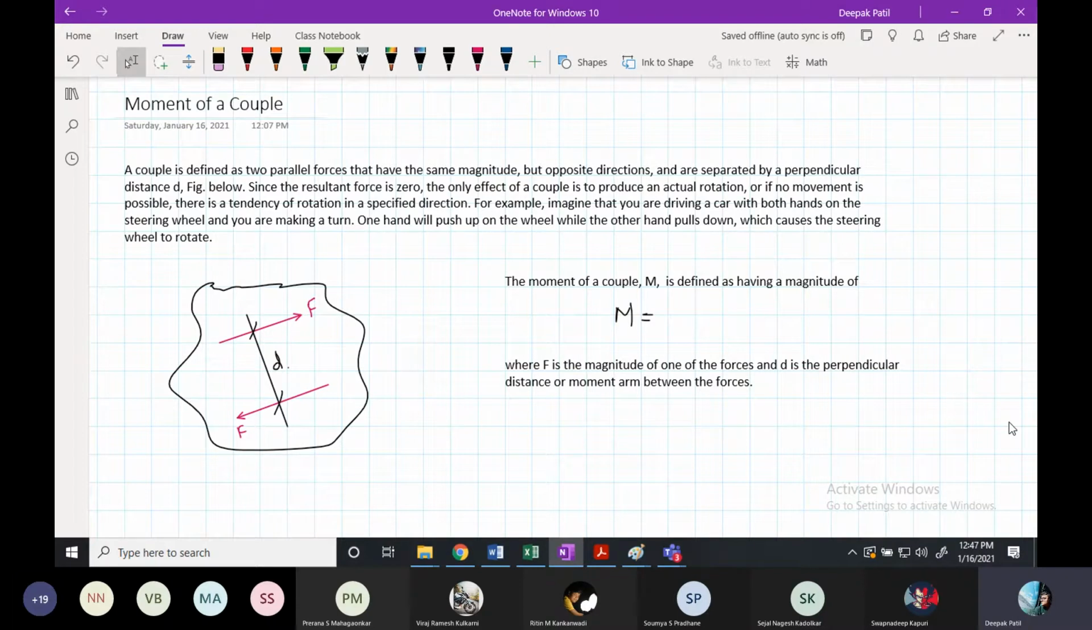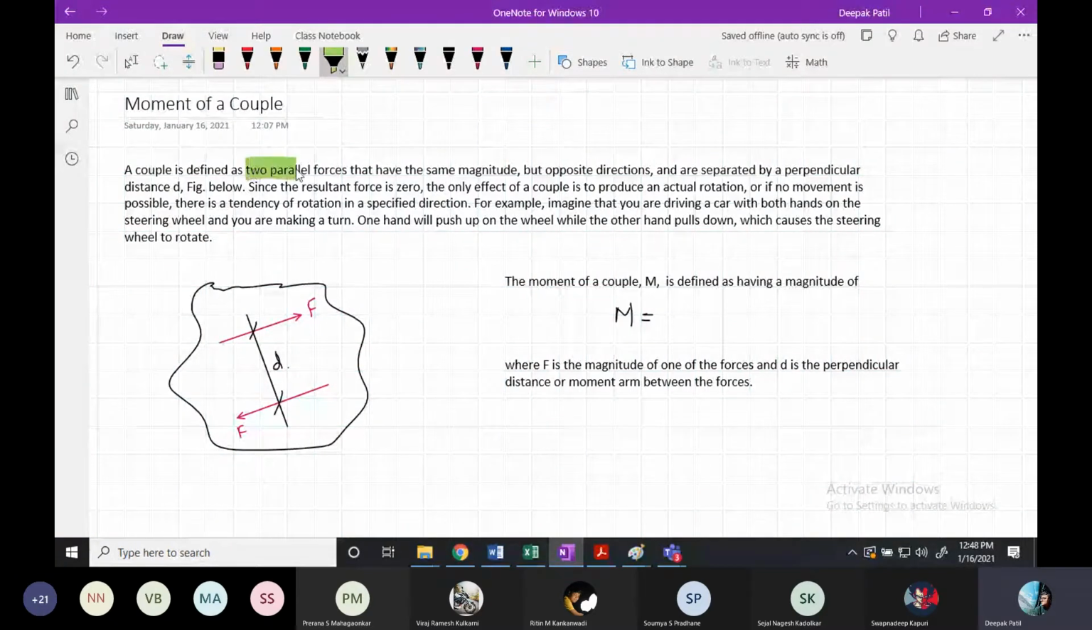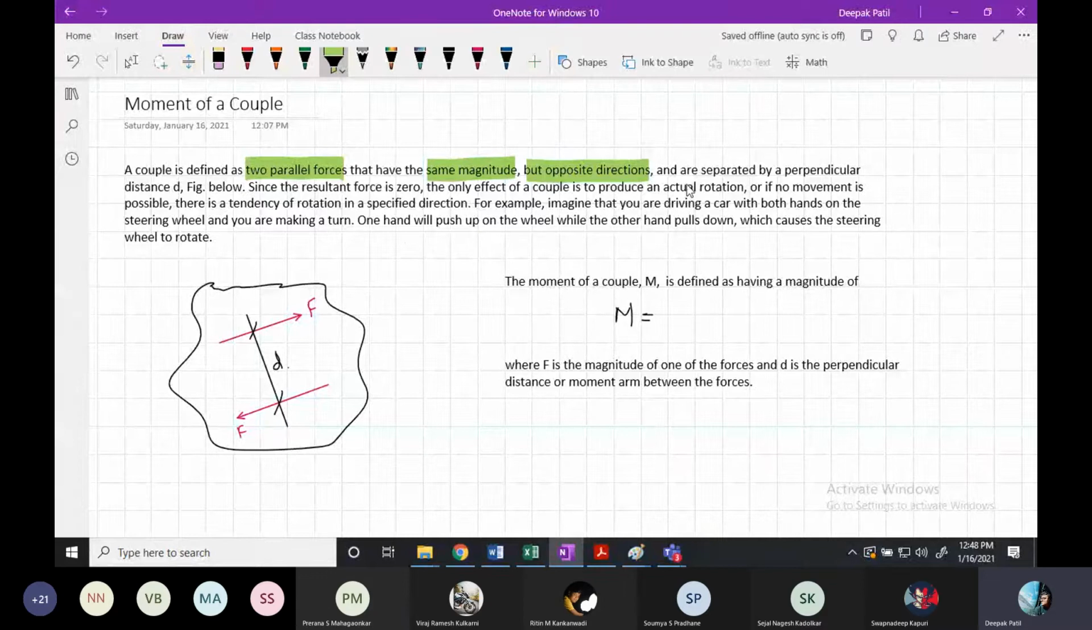Right. Now we shall start with the next concept that is called a moment of a couple. Now, what is the moment of a couple? Let me read out the statement for you. A couple is defined as two parallel forces that have the same magnitude but opposite in direction, and are separated by a perpendicular distance d, as shown in the figure below.